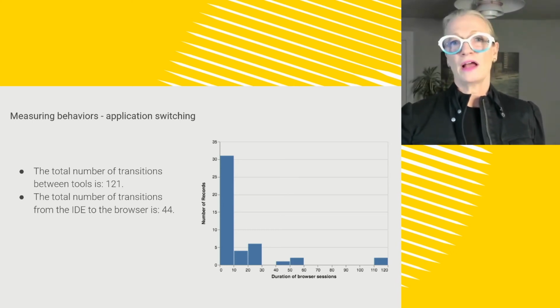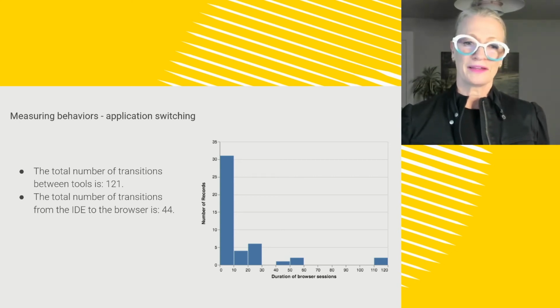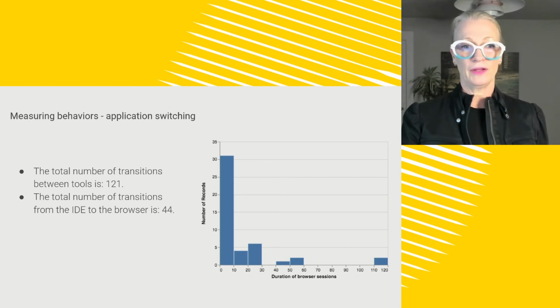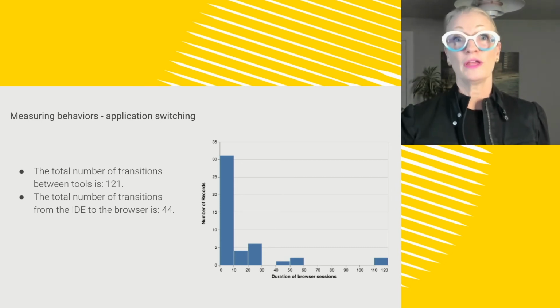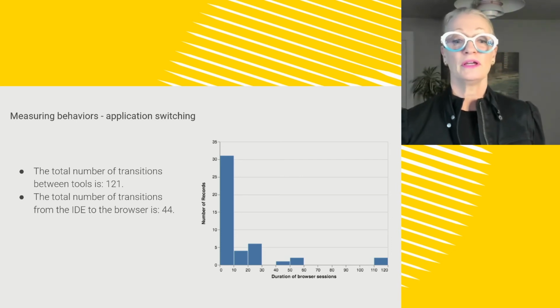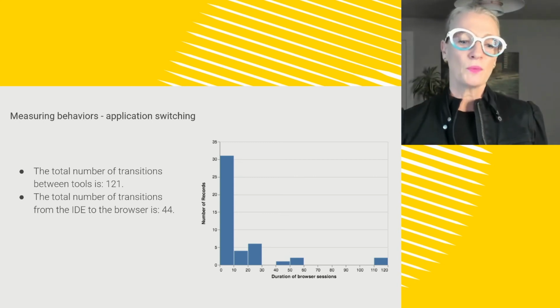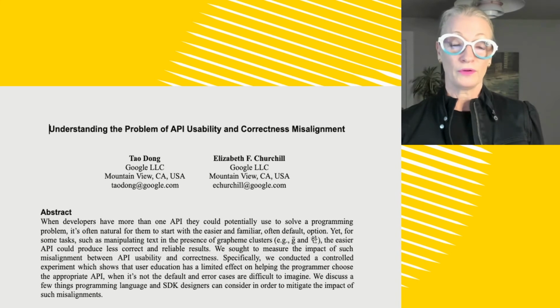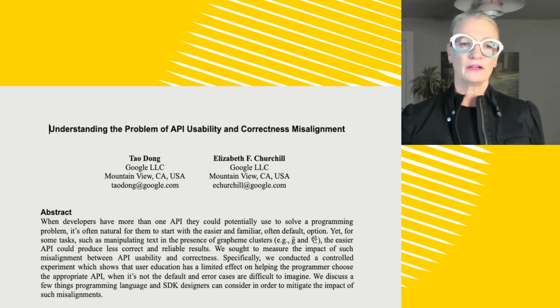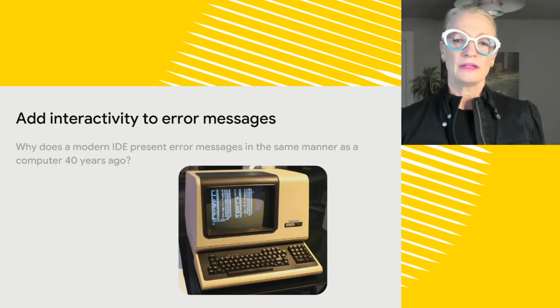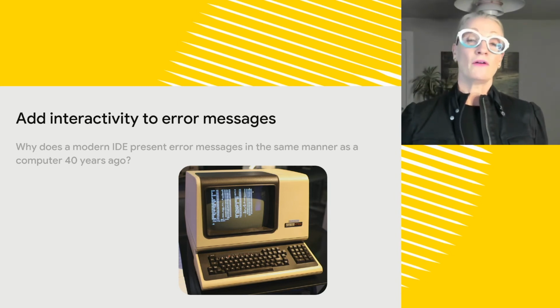So taking that kind of approach, you can look at application switching, and this is one of the slides from one of the many studies: the transitions between tools in a time frame was really high, and transitions from the IDE to the browser looking for information that was not available in our documentation was higher than we had hypothesized or hoped for. So you can see this kind of approach to behavioral tracking and analysis, as well as talking to people about what they're doing, is really helpful. And we've done a number of different studies on this kind of thing. This is just one of the papers that we published recently around the misalignment between expectations that developers have and API usability. And we've also started looking a lot at error messages.